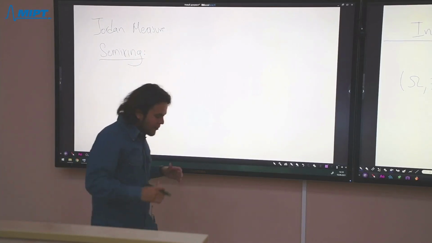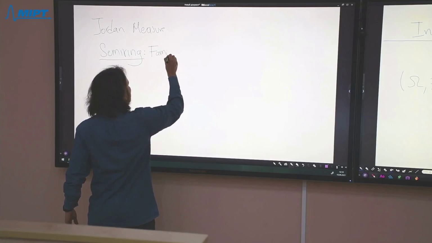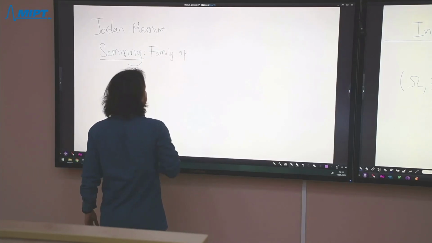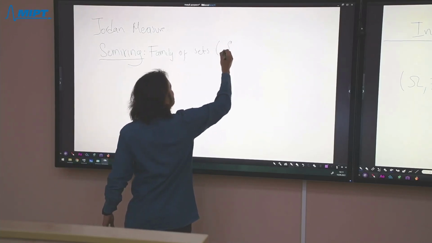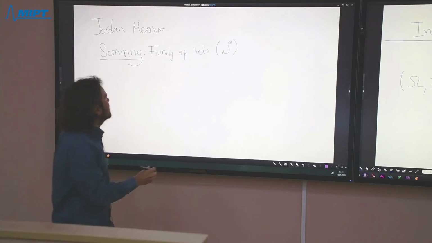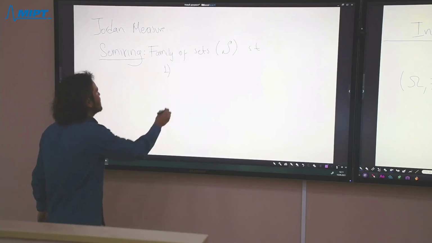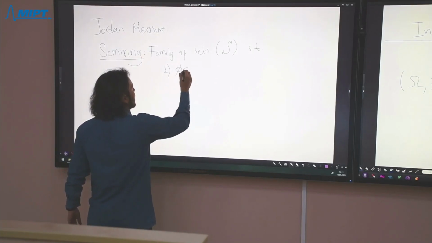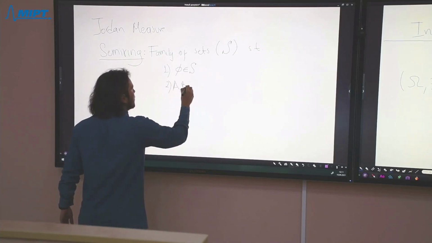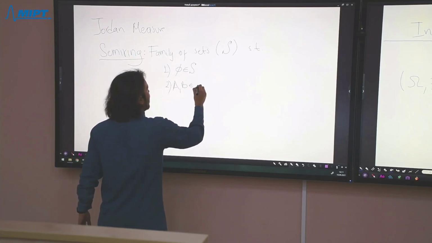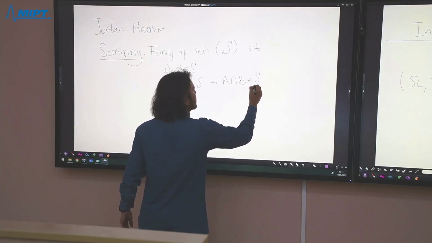Semi-ring. So a semi-ring is a family of sets, let's call it S, right? Semi-ring. So a family of sets such that the first condition is that the empty set is an element of S. The second condition is that if A and B are elements of S, then the intersection of A and B is also an element of S, right?